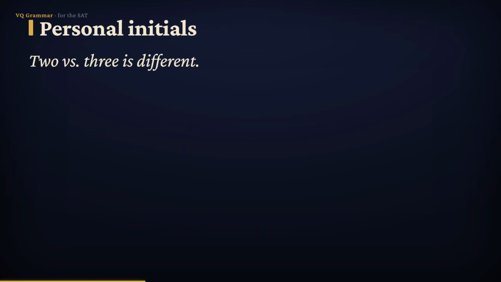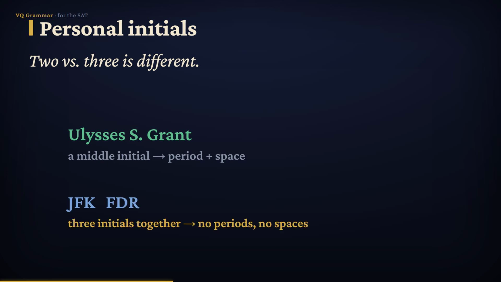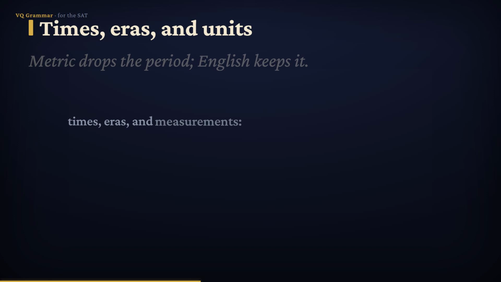Initials follow their own rule, and it depends on how many. A first or middle initial standing in for a name takes a period and a space. Ulysses S. Grant. The S with a period and a space after it. But when three initials are used together to name a person, they take neither periods nor spaces. JFK, FDR, MLK. So one initial inside a name keeps its period. Three initials standing alone, drop them.